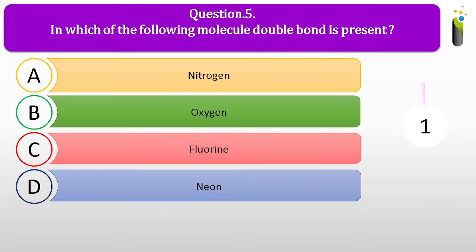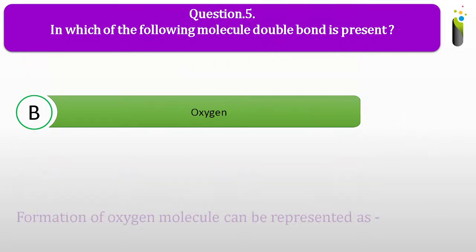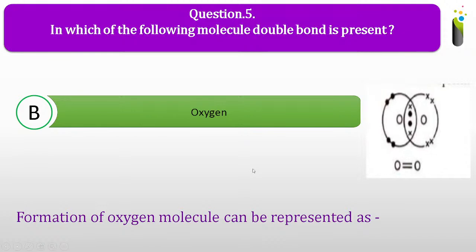And the correct answer for this question is B, oxygen. Formation of oxygen molecule can be represented as this. You can look on the screen. So it is oxygen. You can see this. You can zoom in on the screen and see. Okay, so it's oxygen. Coming to the next question, number 6.